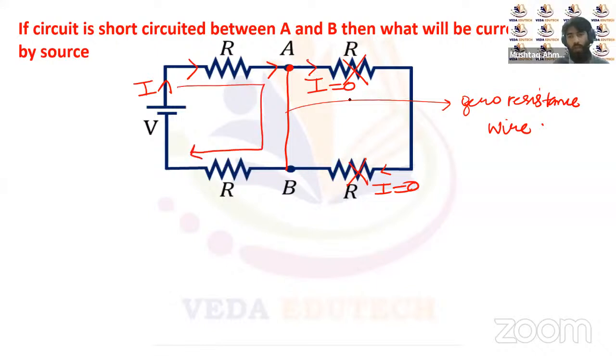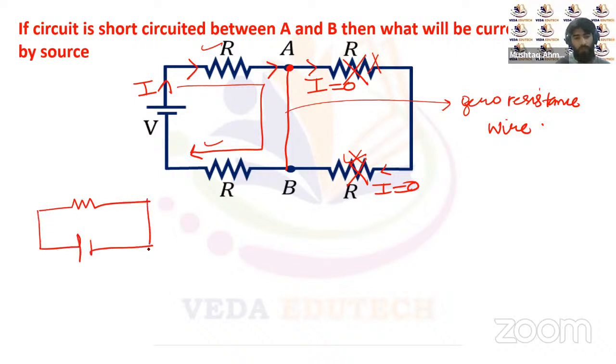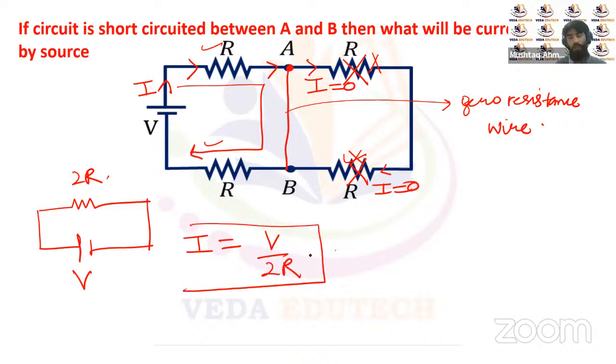There will be no current through these two resistors, and we can just remove them from the circuit. Only the current will be flowing through these two resistors R and R. These two resistors R and R are in series, so we add up the two resistances, which will be equal to 2R. The potential difference is V, so the current is V over 2R. This will be the current flowing through this short circuited circuit.